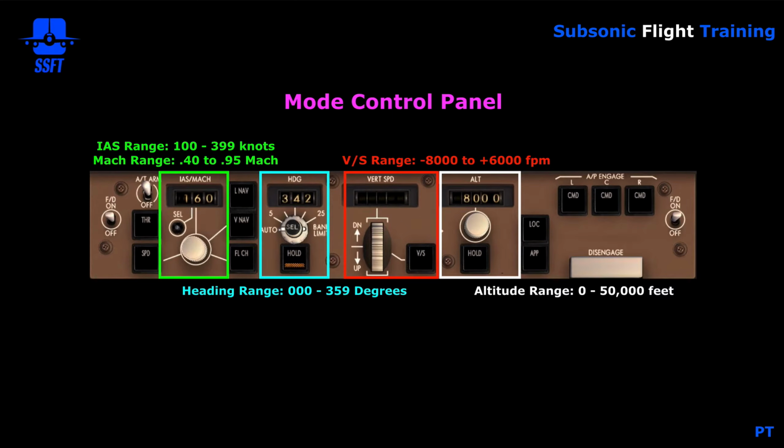The heading range goes from north, or 000, all the way around back to north, or 359 degrees, which would be the range of selection that you have with the heading selector. The vertical speed range would be from 8,000 feet per minute down to a maximum of 6,000 feet per minute up. The altitude range varies from a low of 0 feet to a high of 50,000 feet. So these are the low and the maximum ranges for each of these windows.